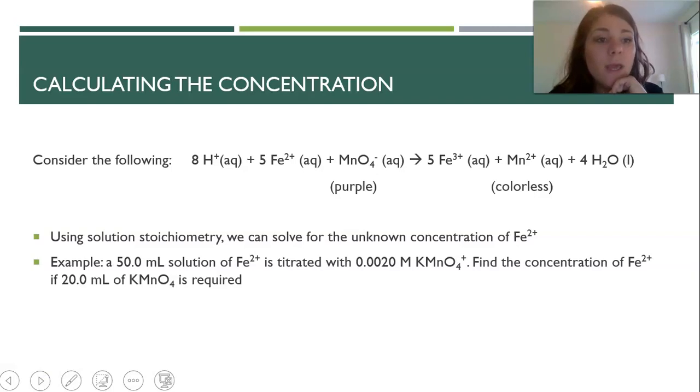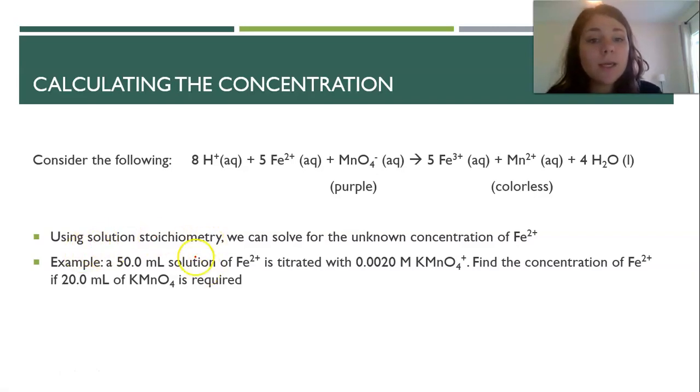Now, let's say we made it into a problem. We can, again, use solution stoichiometry to solve for the unknown concentration of this iron(II). So look at this example. Let's say we have a 50 milliliter solution of iron(II). It's going to be titrated with a 0.0020 molar solution of potassium permanganate. We need to find the unknown concentration of the iron(II) if 20 milliliters of permanganate is required. Your Fe2+ is going to be in that Erlenmeyer flask, and you've added 20 milliliters of the potassium permanganate into your Fe2+ unknown concentration solution. And then that's when the color turns purple.